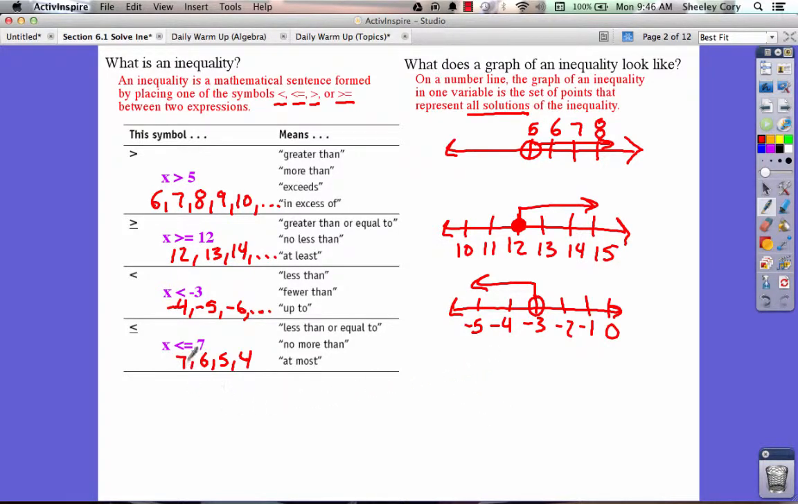And finally, x ≤ 7. We're going to mark the number line: 7, 8, 9, 10, 6, 5, 4. Because it's less than or equal to, it could be equal, so we're going to put a closed dot on 7, and then, less than or equal, draw my arrow back to the left. So these are what inequalities are. These are the symbols for the inequalities. And this is what the graphs on a number line for inequalities look like.